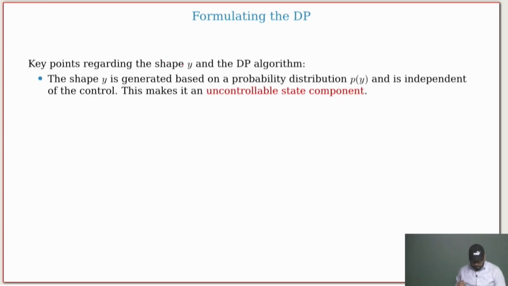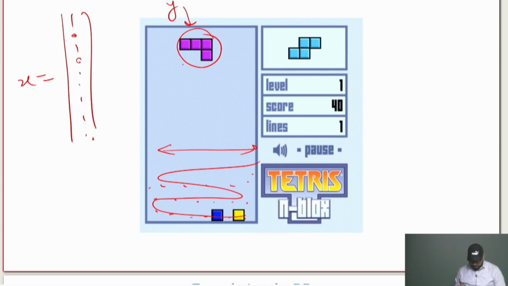The shape y is generated based on some probability distribution py. So these shapes that we get, these come from some probability distribution, right? So what will be the next block? It follows a certain probability distribution. So it is not really round robin, so you cannot think that it goes in a cyclic way in some ordering. It is a random variable.